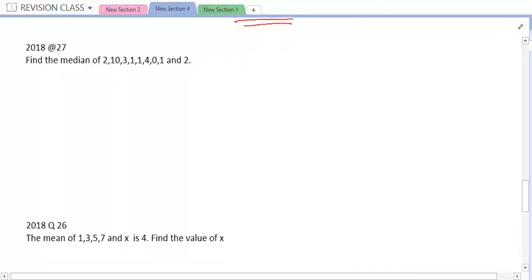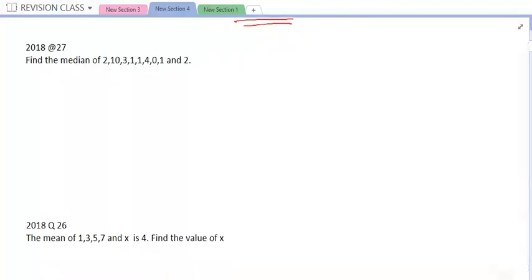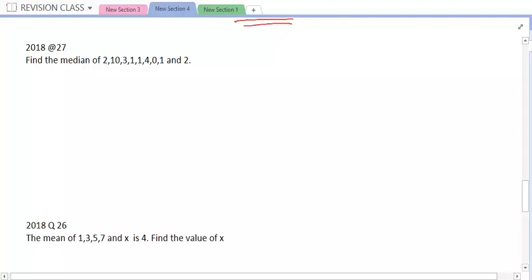In 2018 question 27, the question read, find the median of 2, 10, 3, 1, 1, 4, 0, 1, and 2. We want to find the median. So how do we solve that? First, we have to rearrange. The least data is 0, followed by 1. 1 occurs how many times? 3. So you write it, the number of times 3.